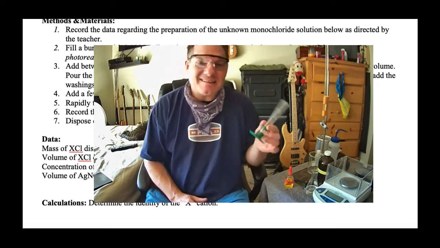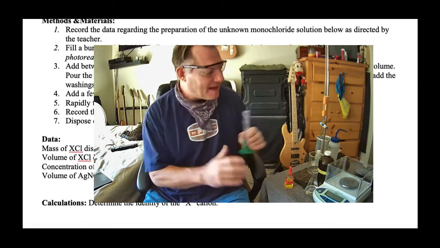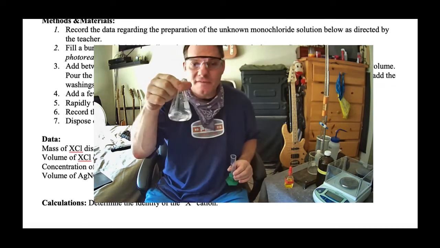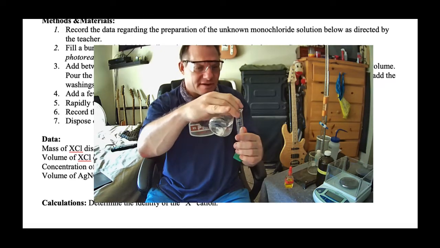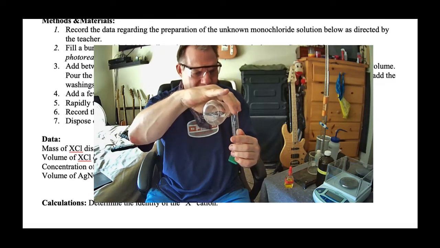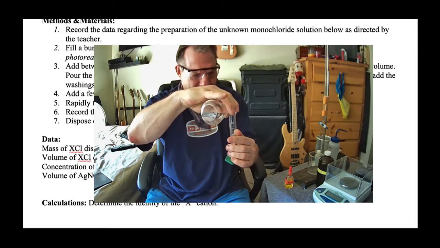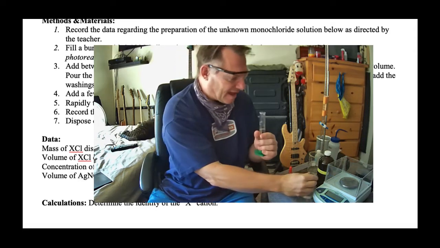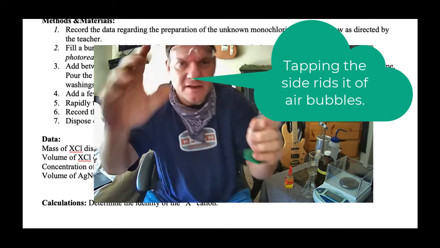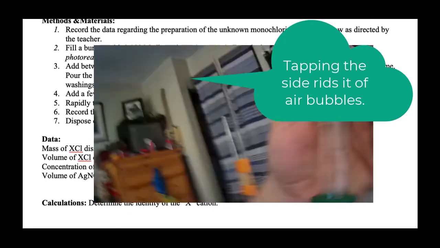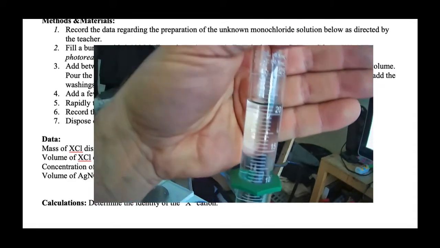All right, the next step is I'm going to obtain a certain amount of my monochloride in a measured device, my graduated cylinder, so I know exactly how much I'm analyzing. So I started with 50 milliliters, but I'm only going to analyze this amount. This measurement is important. So now what I'm looking at is past 22.